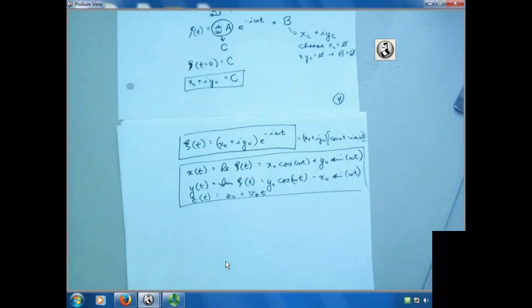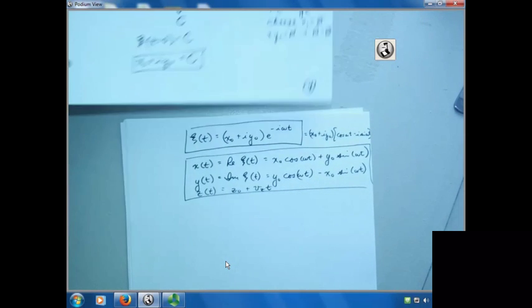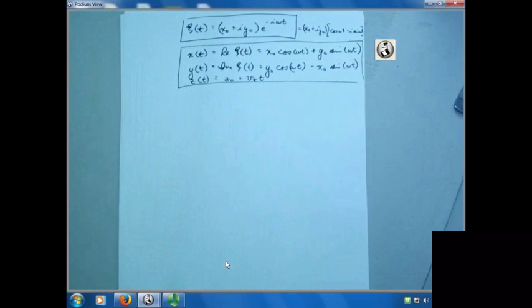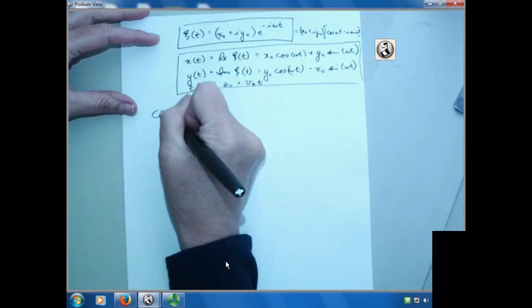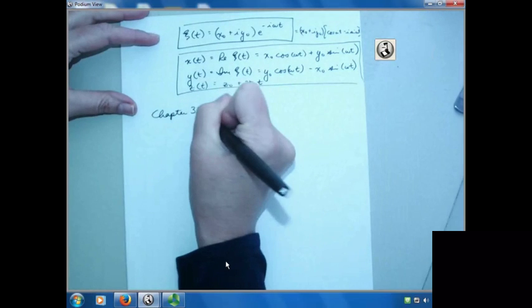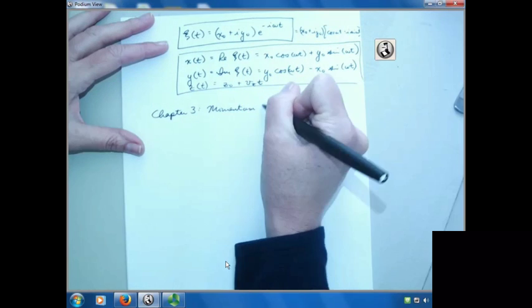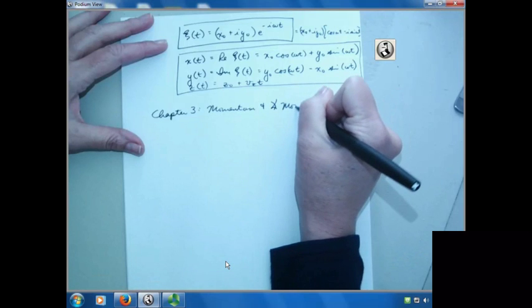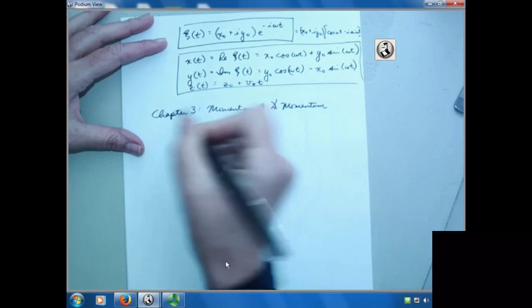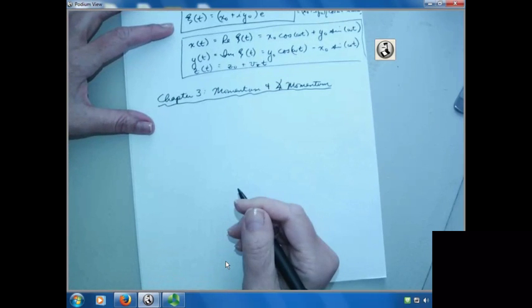So that's everything from chapter 2. So I'm going to go ahead and move on to chapter 3. In chapter 3, we get to start talking about some of these conserved quantities. So we've got momentum and angular momentum. That's going to be my sign for angular momentum in this chapter, and we've got energy in the next chapter.